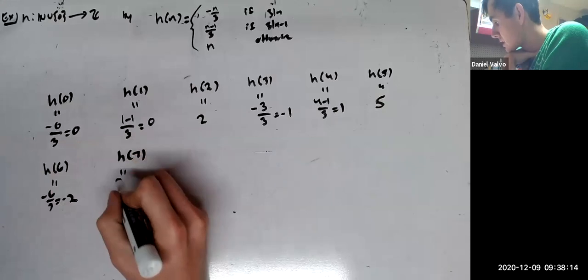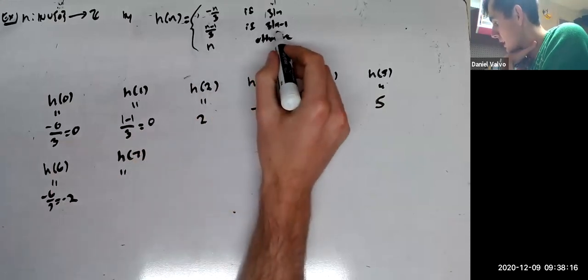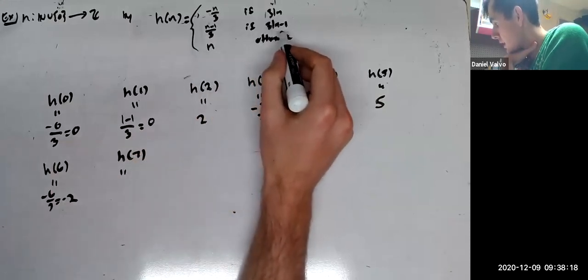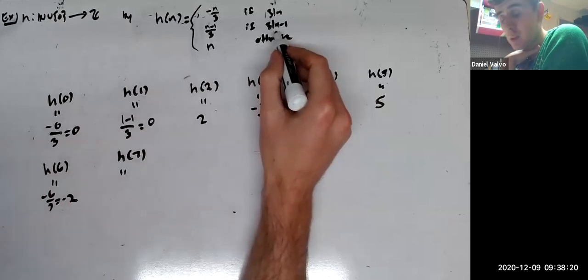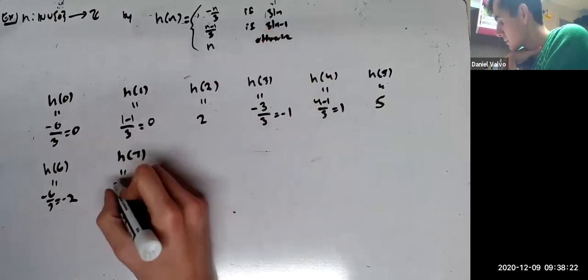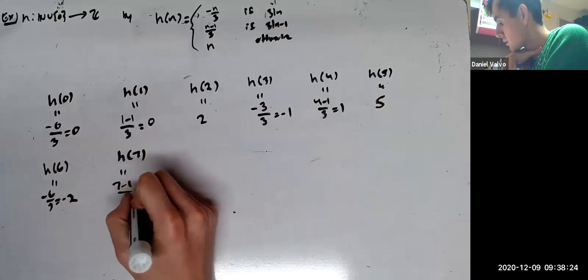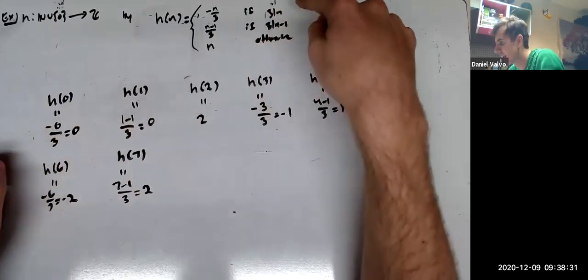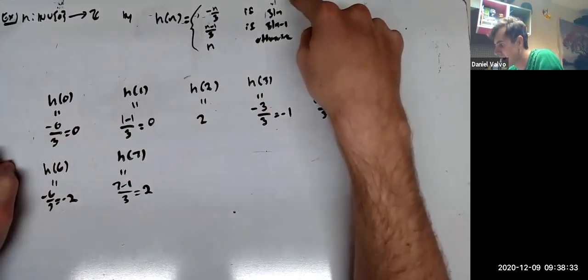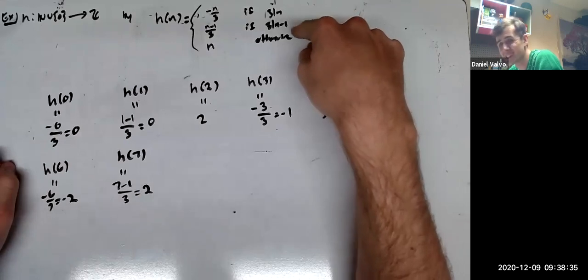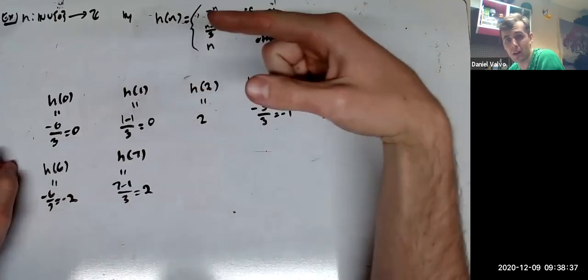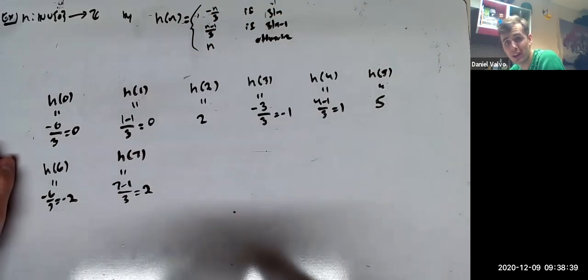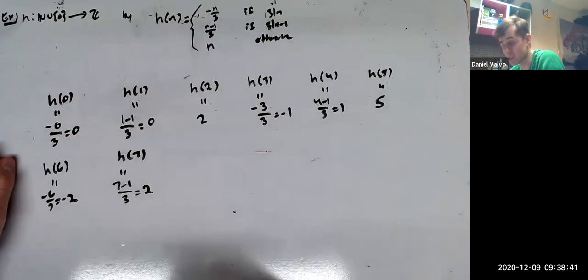H of 7, this is going to equal, if you plug 7 in to n here, or sorry, 3 does divide 7 minus 1. 3 divides 6. So that means we're in this case, so we get 7 minus 1 over 3, which is 2. Do you see the pattern here? What's happening is this case and this case keep generating all the positive and negatives of the integers in order.